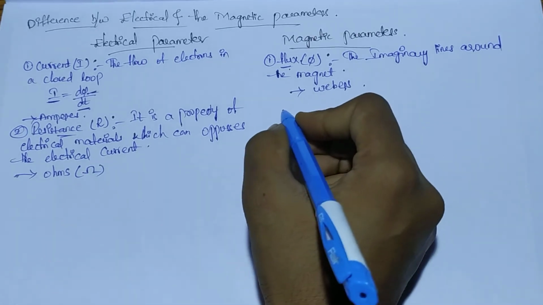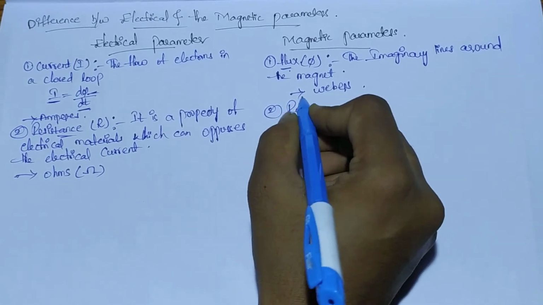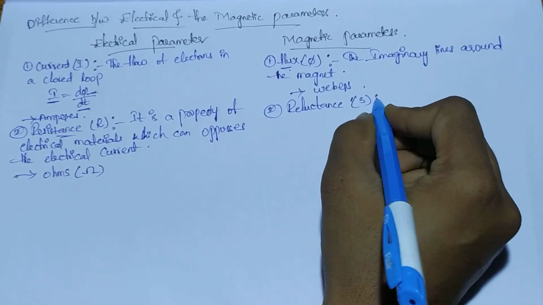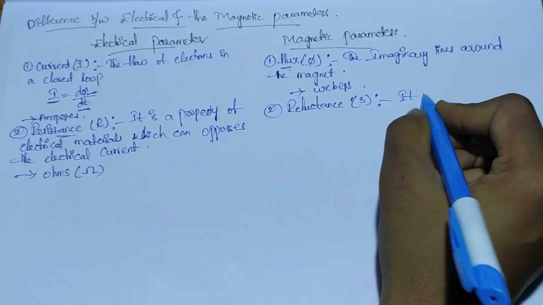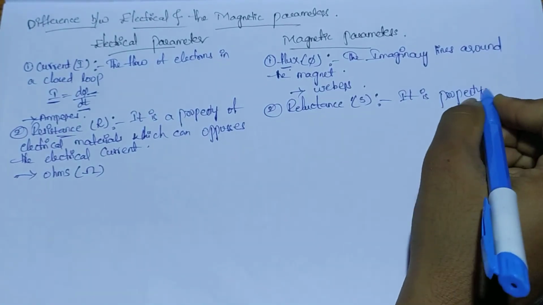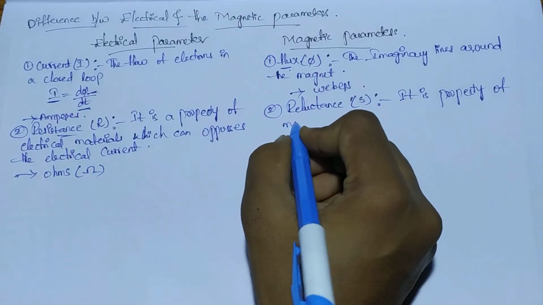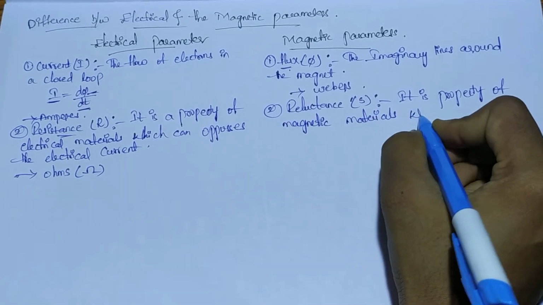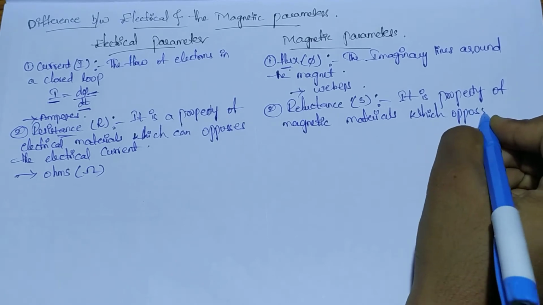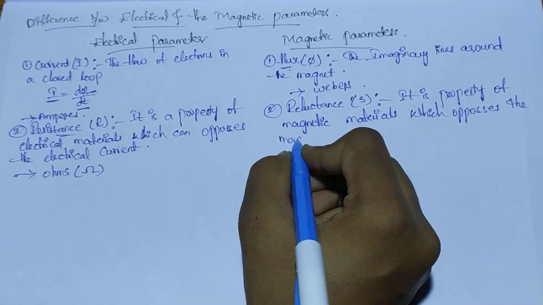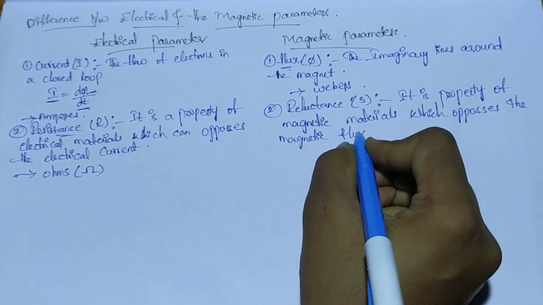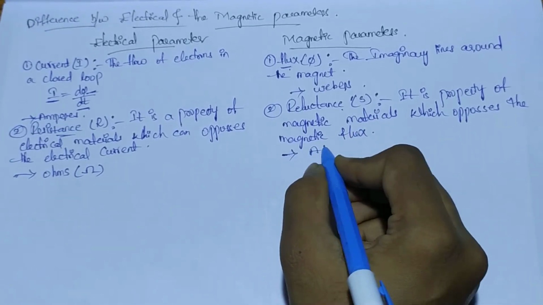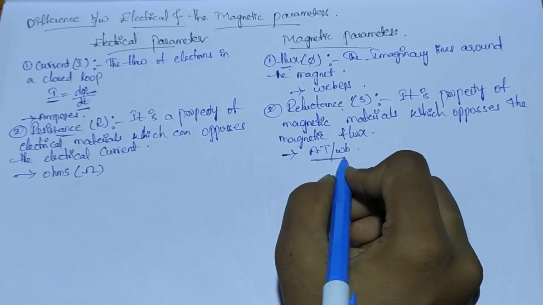And coming to the magnetic parameters, we have reluctance here, and it is denoted with the letter S. It is a property of magnetic materials which opposes the magnetic flux, called the reluctance, and the units of this reluctance are ampere turns per Weber. So units are ampere turns per Weber.